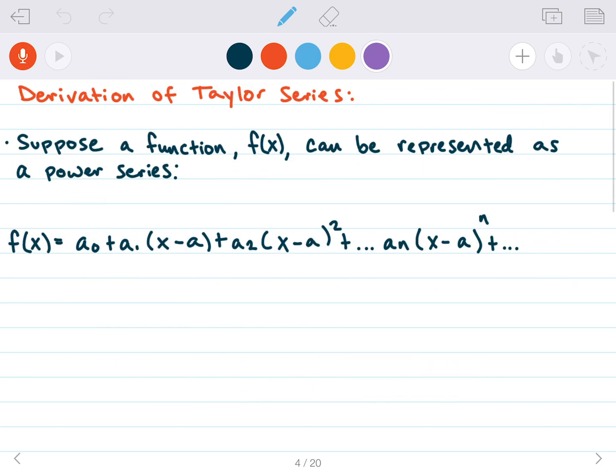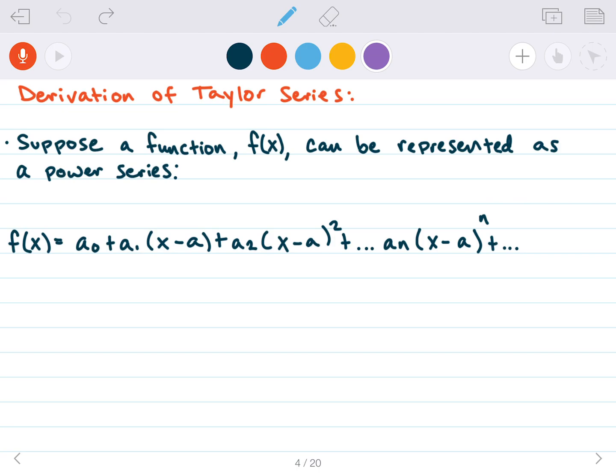So let's first talk about where this came from. I did promise this last lecture. I gave you guys the formula, but I didn't really talk about where it came from. So I want to give you some intuition of where this Taylor series comes from. And again, this is the same thing that we learned last week, except the subtle dots mean it's infinite.